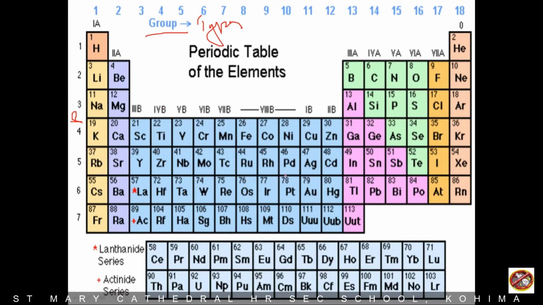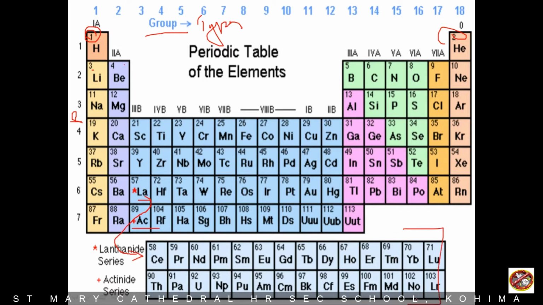Now if you see from the table over here, every element is arranged in increasing order of their number of protons, 1, 2, 3. As you can see, it goes on like that. Now over here in the lanthanide or actinide series, what happened is that this series is too long that the continuation used to come over here.